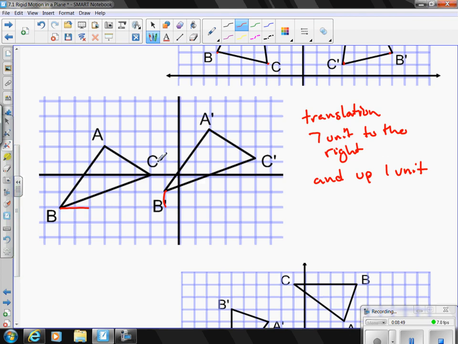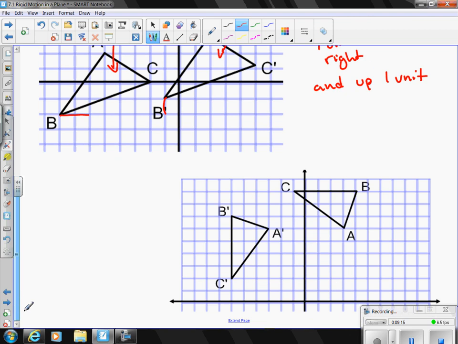Okay, notice I started at the image, right? Or excuse me, the pre-image. Why is that the pre-image? Because primes mean the image, right? Since this has the primes, this is the image. Okay, so if it was different, if this was A prime and this was A, it would be down 1, backwards 7. So it's important to recognize which is the image, which is the pre-image.